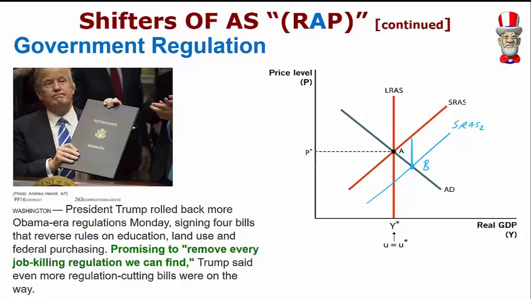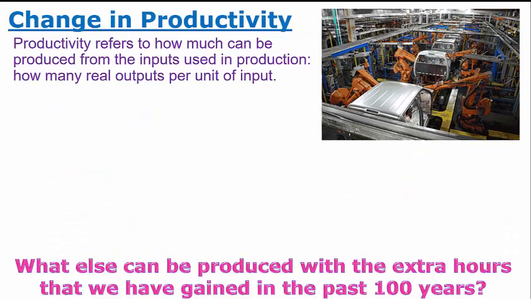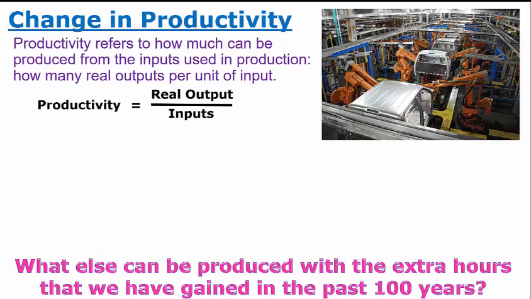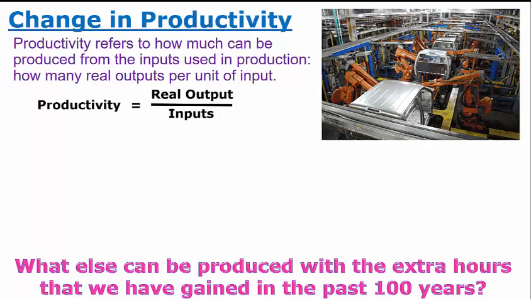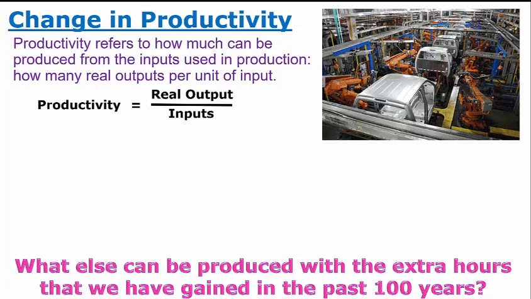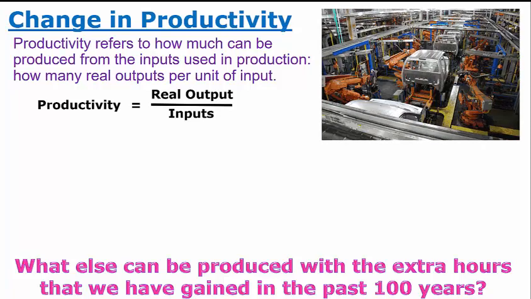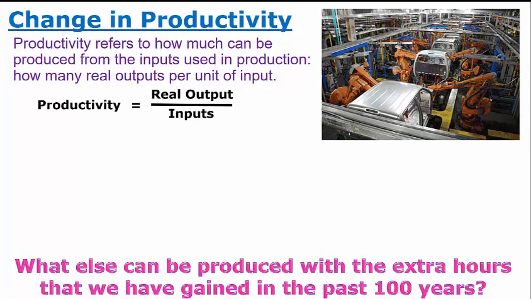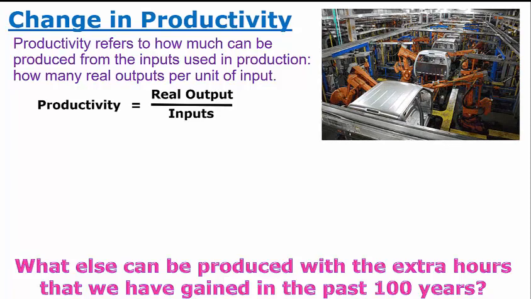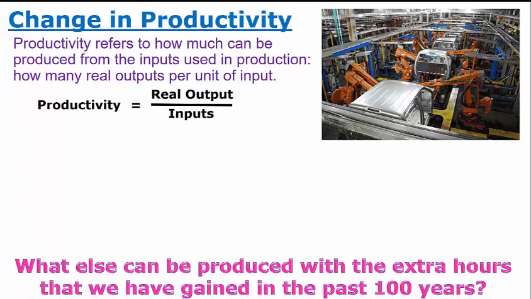And we now have a lower price level, more output. Okay? So, big deal, right? Alright, let's talk about productivity. Productivity refers to how much can be produced from the inputs used in production. We've already covered this idea, but let's go over it again. So mathematically, productivity is our real output divided by our inputs.